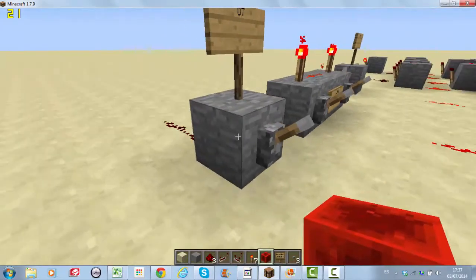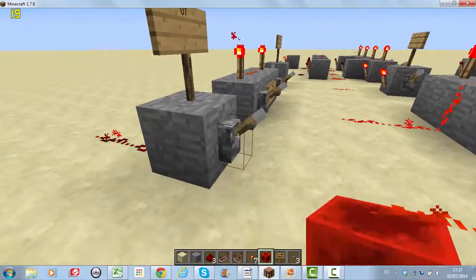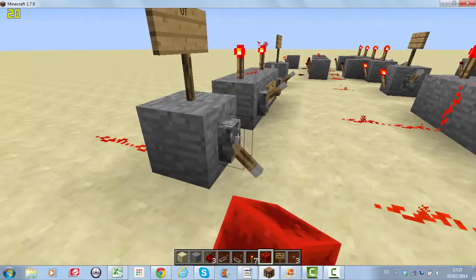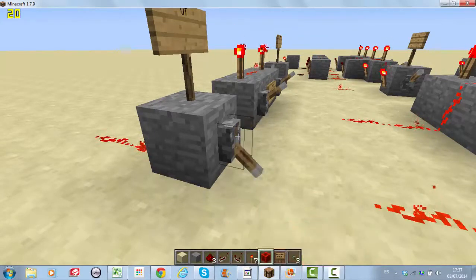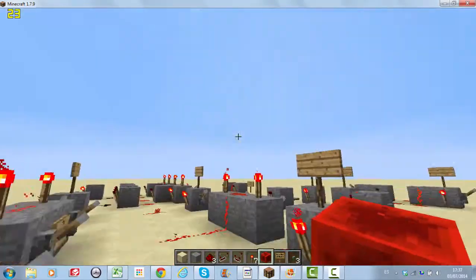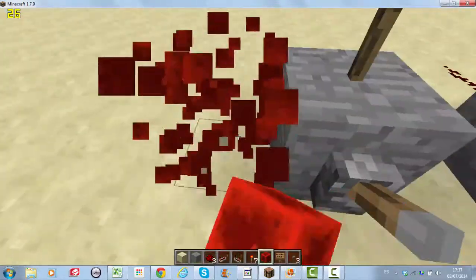Now, how this works is a bit obvious. It uses quantum interstellar time and space from the power of the sun and recreates a new range fluctuation in space and time and spawns a redstone block. Yep. So yeah.